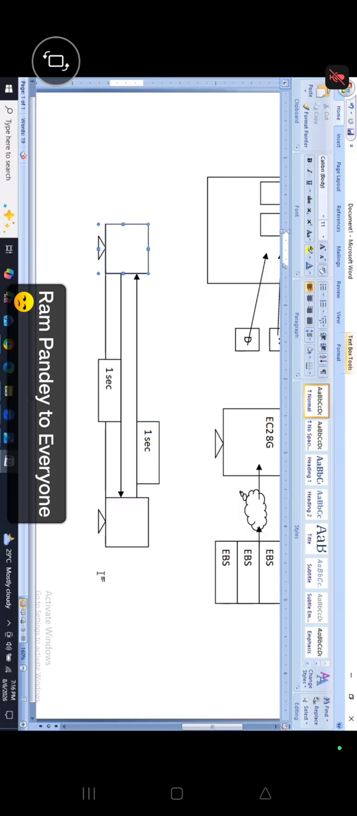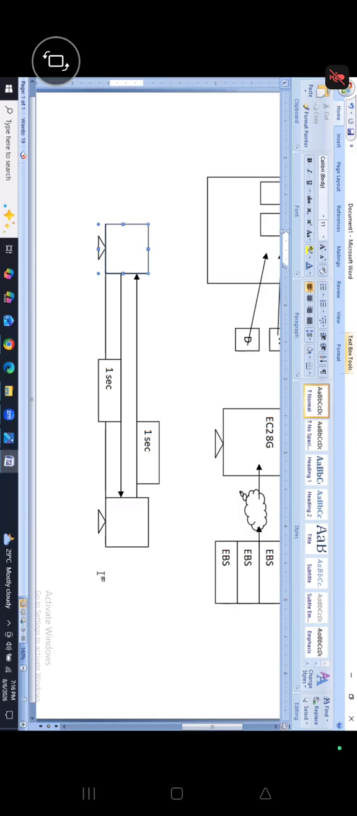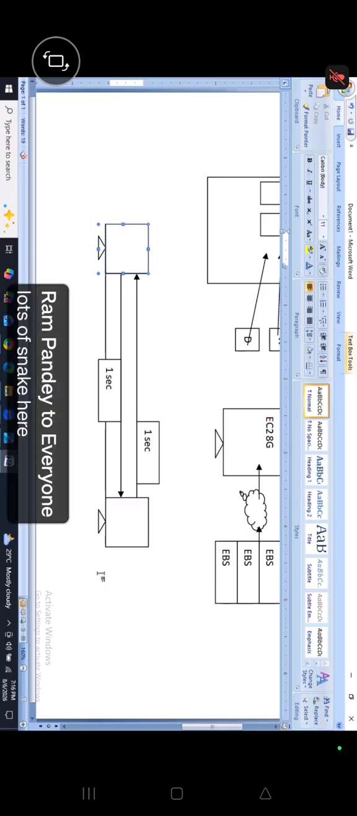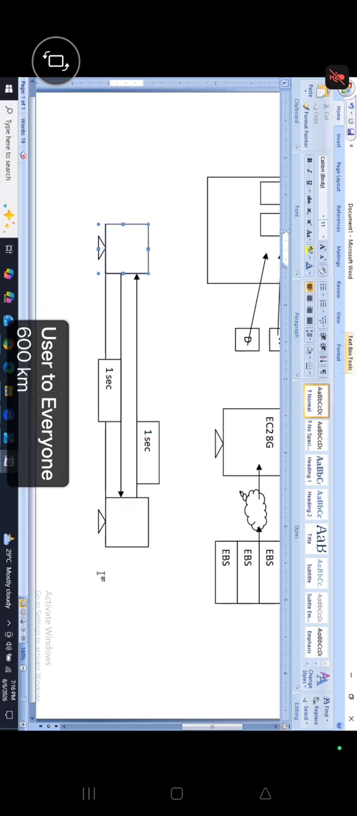Oh, Ram Pandey, you belong to Nagpur. You don't know how much distance we have between Nagpur and Hyderabad? Yes, more than 600 kilometers like that we have.